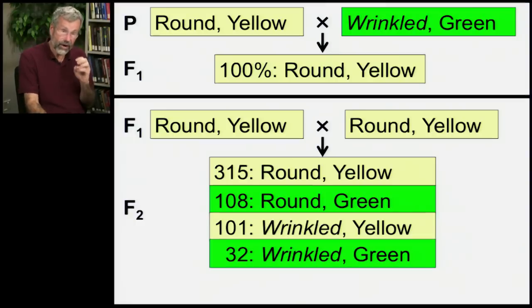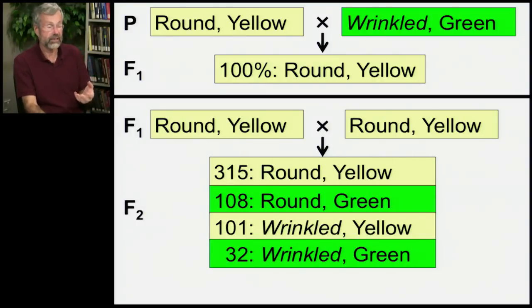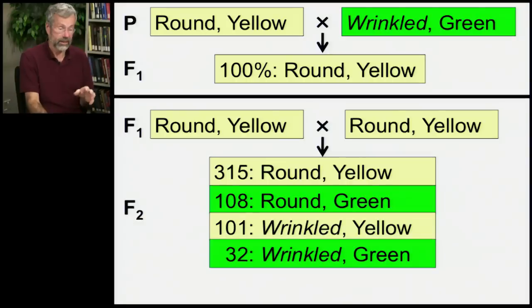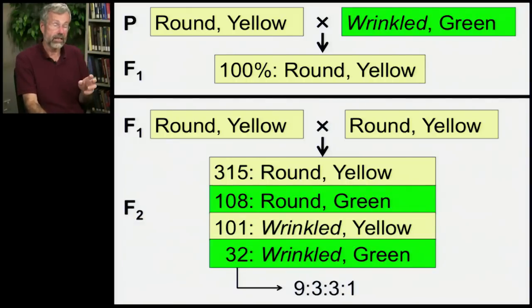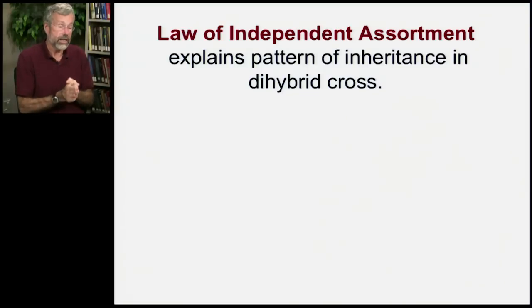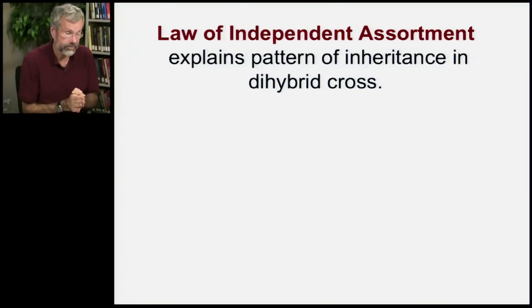The thing is that these follow a particular ratio. So the empirical observations here are 315 to 100 to 100 to 30. And that works out roughly to be about 9 to 3 to 3 to 1. 9 of the double dominant phenotypes, 3 with one dominant trait and recessive for the other, and vice versa, another 3, and then the last one, only one double recessive trait. Okay, we explain this through the law of independent assortment, which allows us to understand the pattern of inheritance in a dihybrid cross.